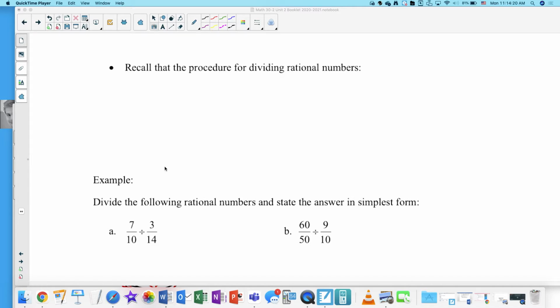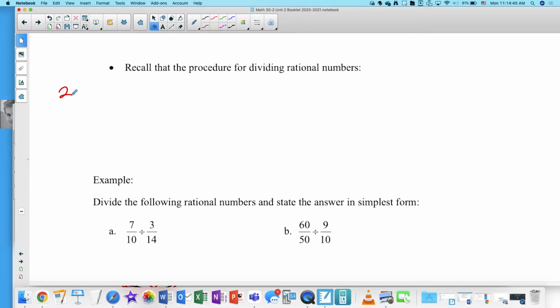Now, I want to talk first about how we divide numbers, or divide numerical rational expressions, or rational numbers, I should say. And then we'll talk a little bit about how to do this with rational expressions. Okay? So how do I do it? Let's say I have, I don't know, 2/3 divided by 1/2.